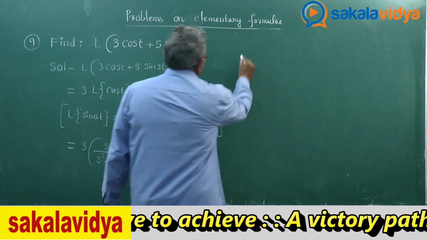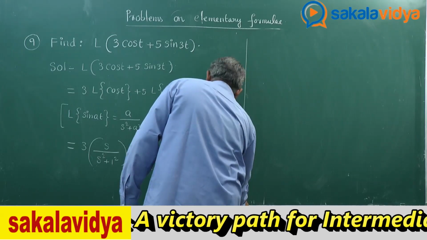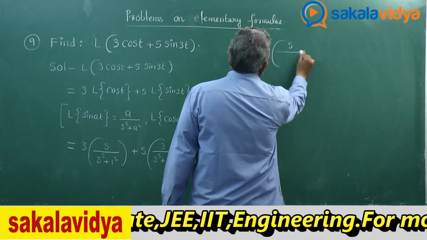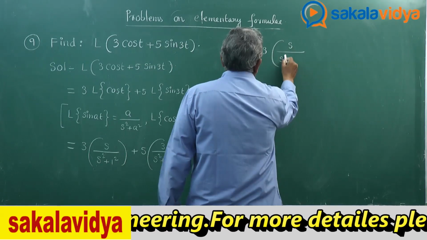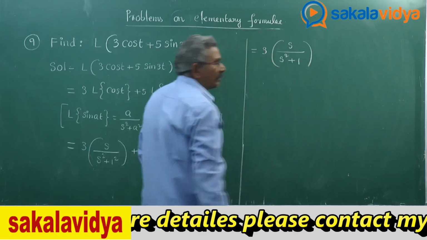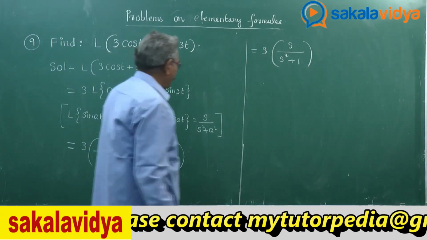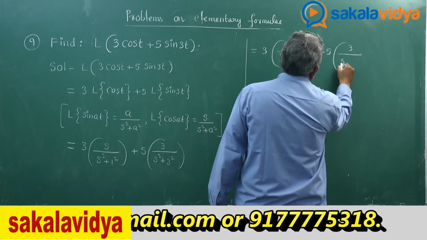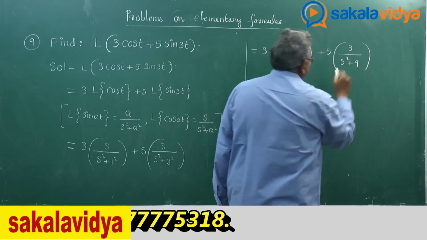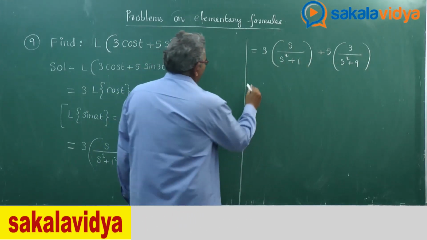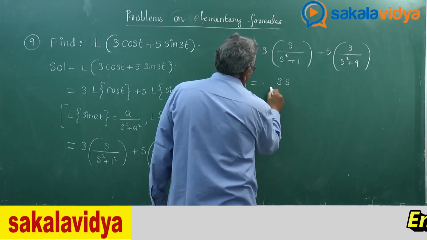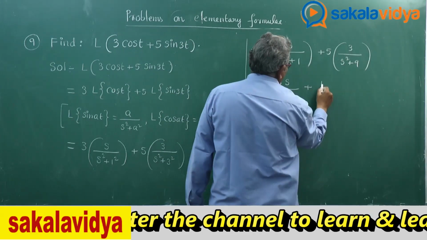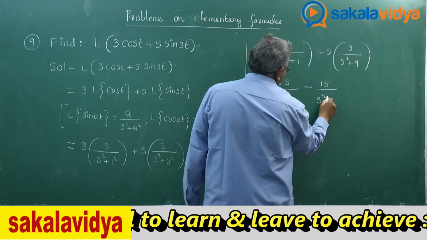Now we get 3 times s by s square plus 1, correct, plus 5 times 3 by s square plus 9. This equals 3s by s square plus 1 plus 5 into 3, 15 by s square plus 9.